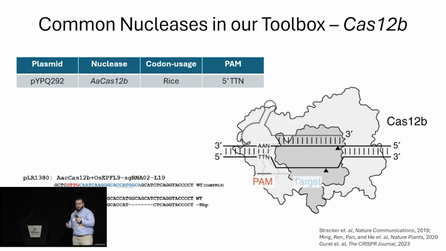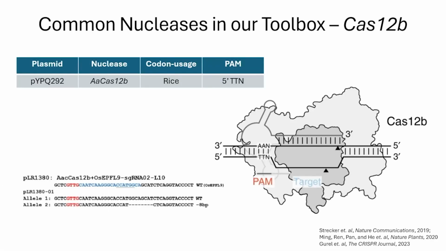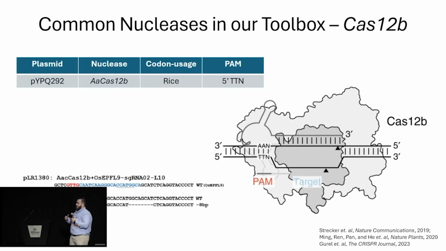Next, we have Cas12b, just a slight variant of Cas12a with a slightly different PAM preference, TTN. We've also harnessed this one for transcriptional activation, unlike Cas12a. So this is just another separate option, an alternative to Cas12a.